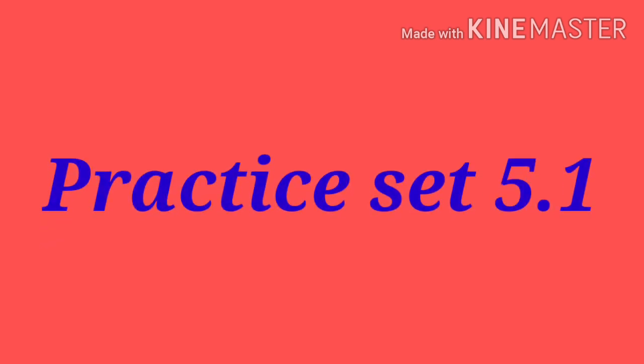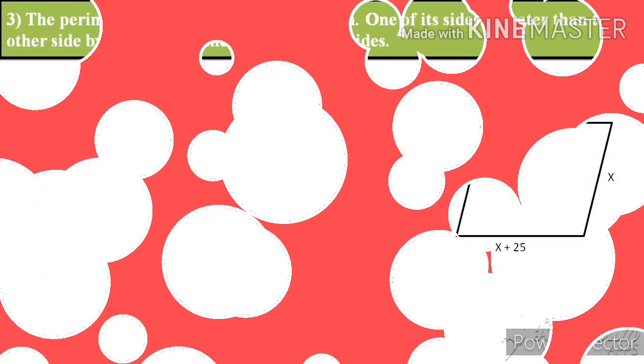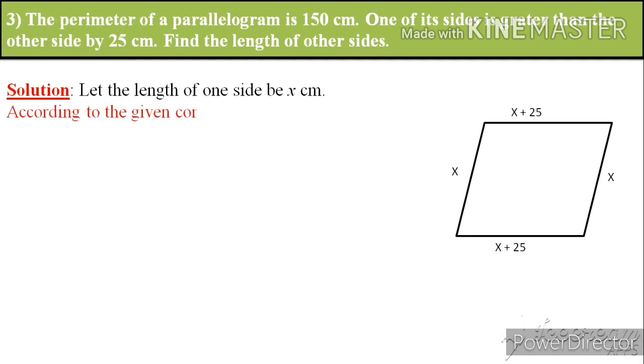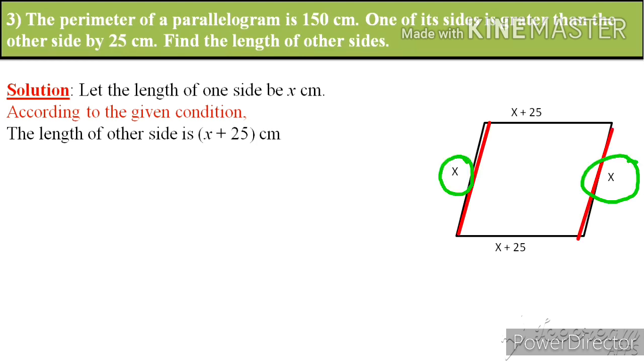Now let's start with Practice Set 5.1. Question number 3. The perimeter of a parallelogram is 150 centimeters. One of its sides is greater than the other side by 25 centimeters. Find the length of the other side. I have drawn the figure of the parallelogram.